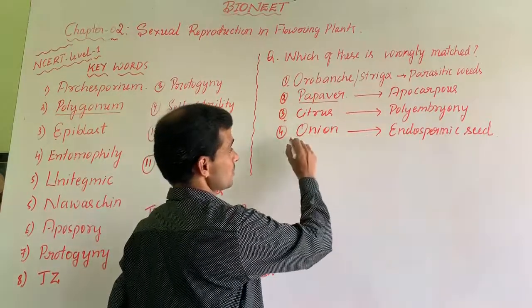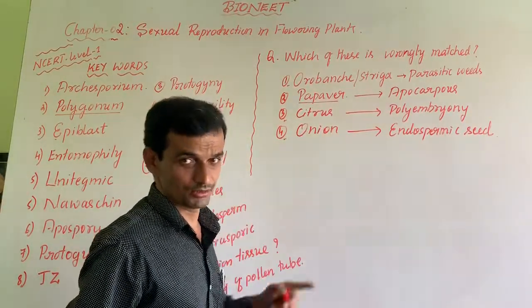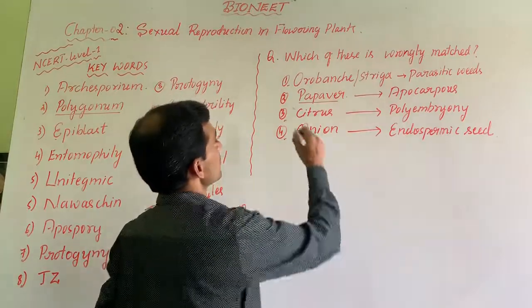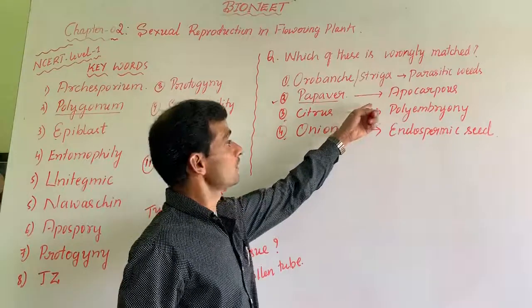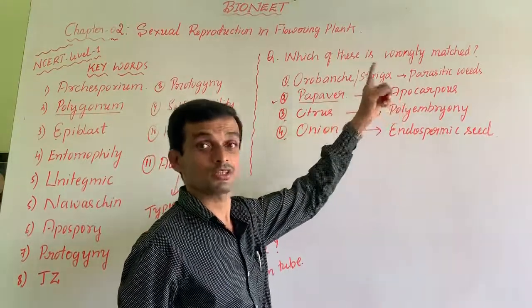Endospermic seed is also seen in onion, castor, onion. You can find the diagram in the textbook. But this is wrongly matched. I said multicarpellary syncarpous. It's not apocarpous.